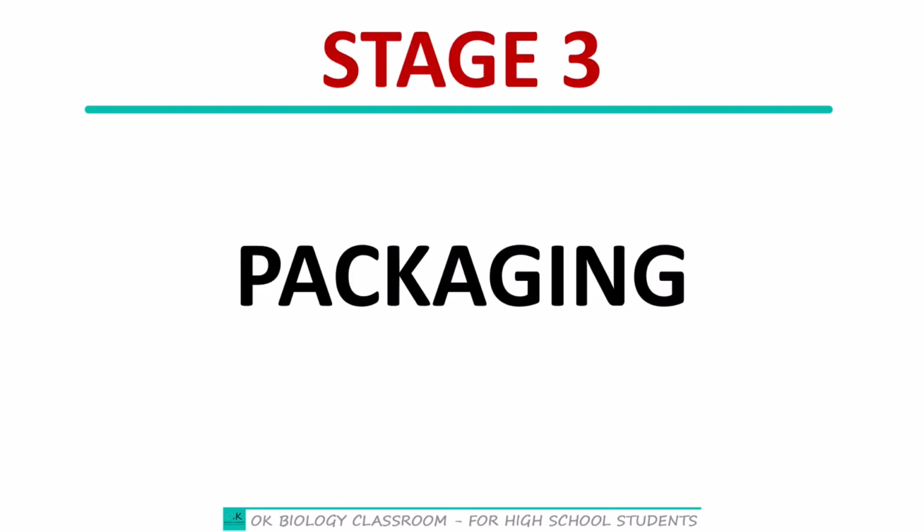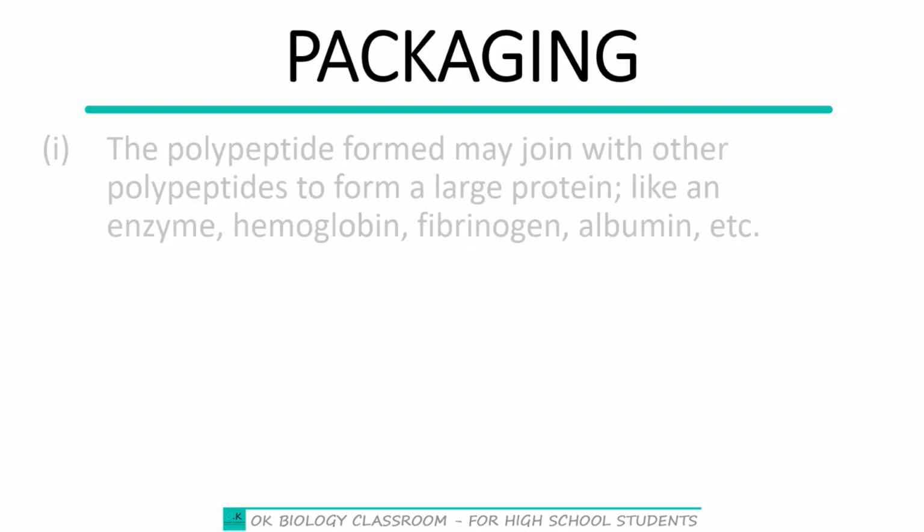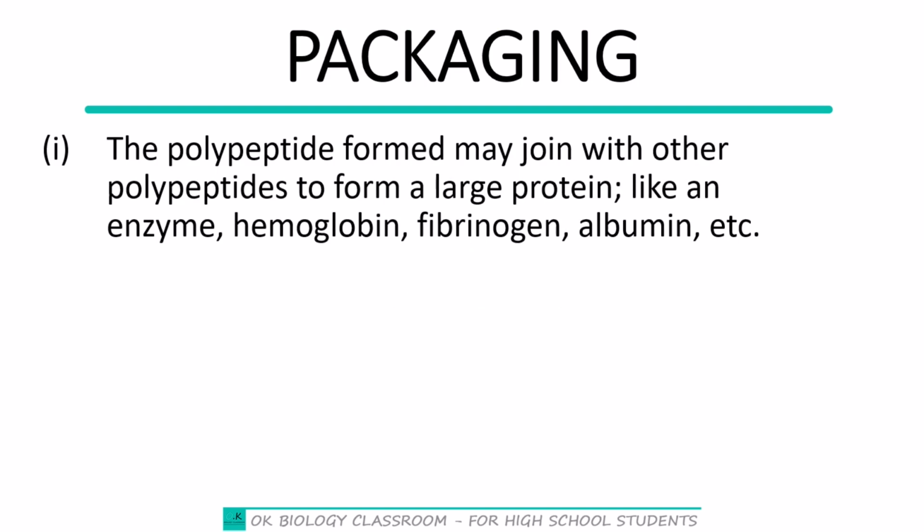Finally, let's go to packaging, which is the final stage in many cases, but also a very simple stage. The polypeptide formed may join with other polypeptides to form a large protein. In many instances, after the amino acids have been joined to form the long polypeptide chain, that polypeptide chain may not be enough to be a functional protein in the body. And so, it would have to be joined to other polypeptides which have also been formed within the cell. And when they have been joined successfully, then they will form a large protein molecule. Because one polypeptide chain, another one, joining themselves together, then they become a very large protein.